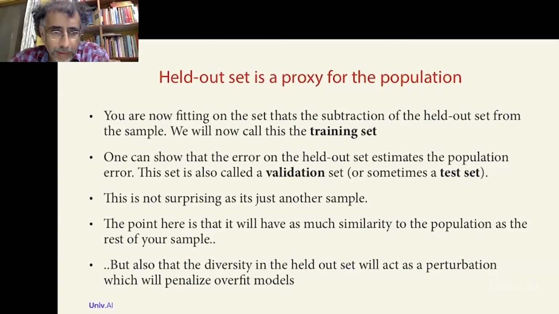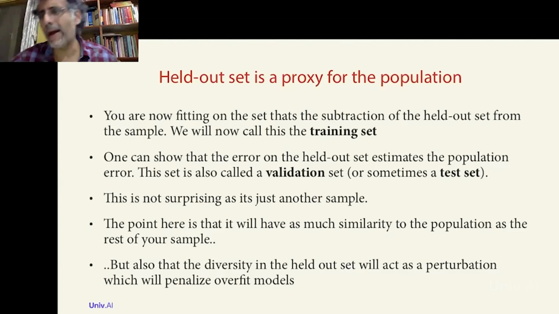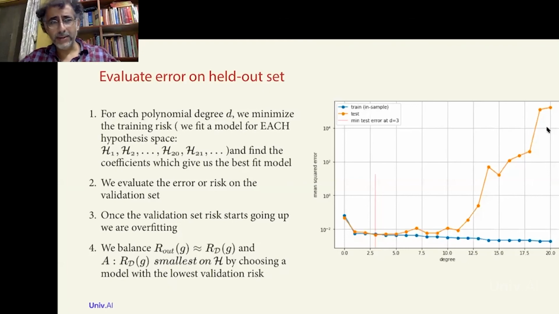Very good point. Okay. So we're using this held out set as a proxy of the population, though we should actually average it over multiple held out sets. Thank you for bringing up that point. Okay. So now we're going to evaluate the error on the held out set. Let me just repeat the process so it becomes blindingly clear what we're doing. For every polynomial degree D, we are minimizing the training risk on the sample, which is what is left over after taking out the held out set. So we are fitting a model for each hypothesis space, H1, H2, H20, H21, and we are finding the coefficients which give us the best fit model, right? Then we are evaluating the error on the held out or validation set.